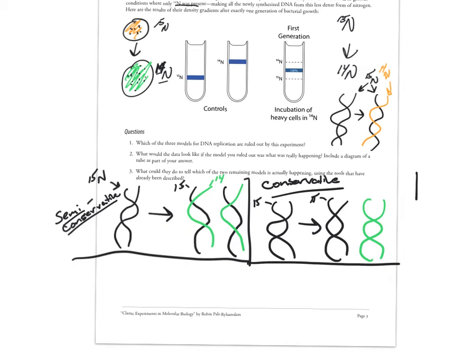Well, what you'd expect is you'd see a test tube again after it's been spun. Here's your 14, here's your 15. What you'd expect to see is a band at 15, 50%, right? 50% of your DNA after replication, after you copy it, at 15, and you'd expect to see 50% at 14.